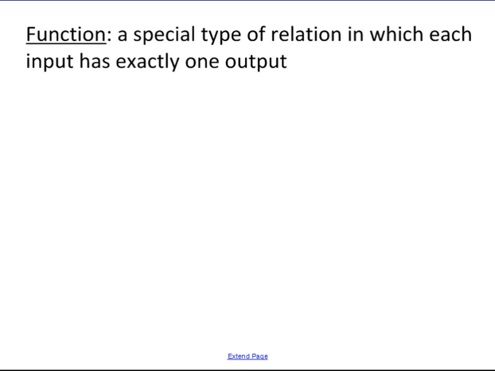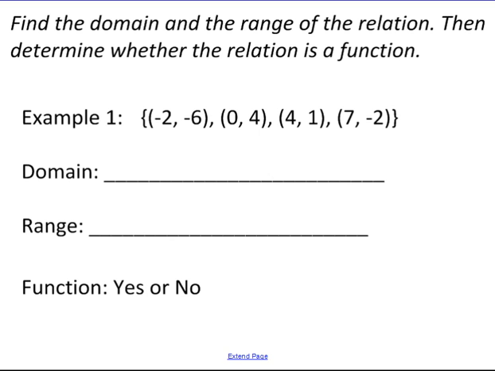A function is a special type of relation. The input has exactly one output. That's easier to understand if you see an example or two. So the directions say find the domain and the range, and then determine whether the relation is a function. So the domain is the x values. So we have -2, 0, 4, and 7.